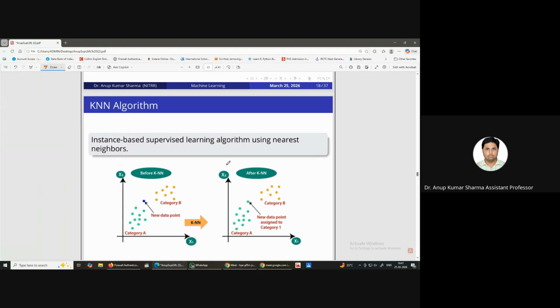The other one is KNN, the K nearest neighborhood algorithm. Its full form is K nearest neighborhood algorithm. It is supervised learning, which also gives a result.